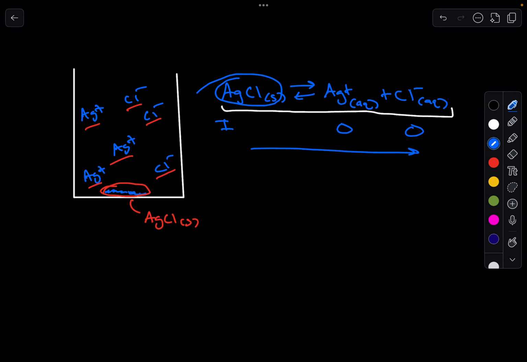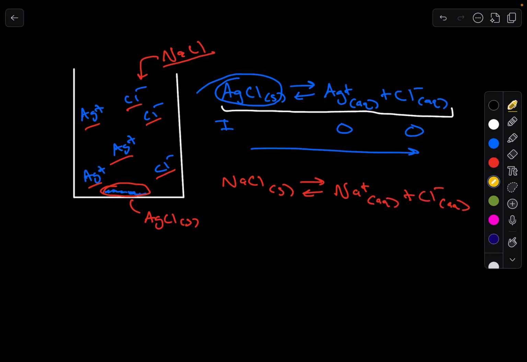But now let's say we add something like salt, specifically NaCl, basic table salt. Now what's going to happen? Now if we write out our own equation, NaCl, when in water, is going to dissolve into Na+ and Cl-. And if we notice, both of these equations, from silver and sodium, have a chloride in them, and they both dissolve as chloride ions in solution.